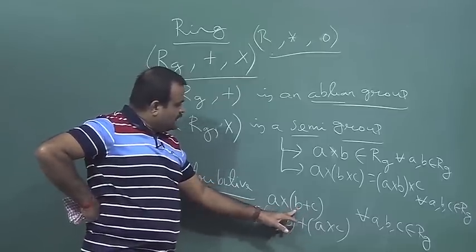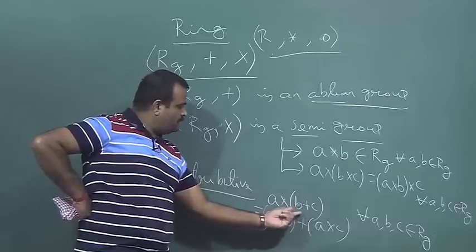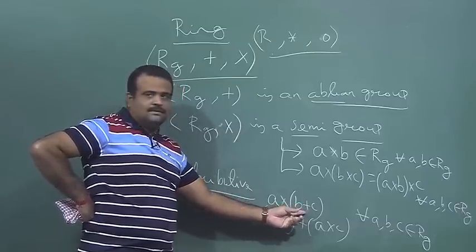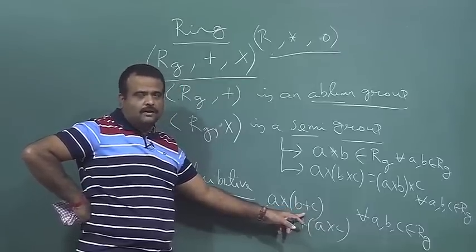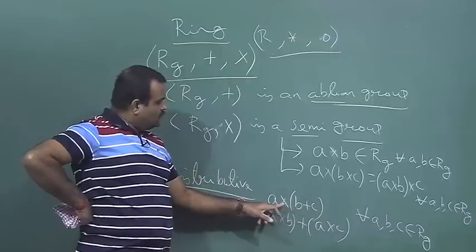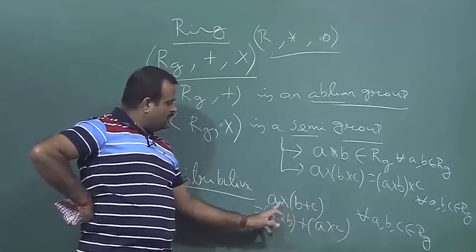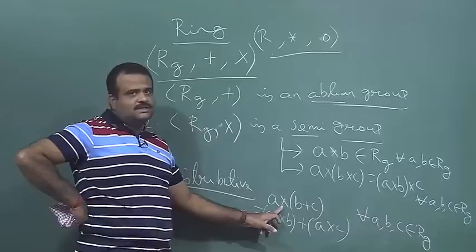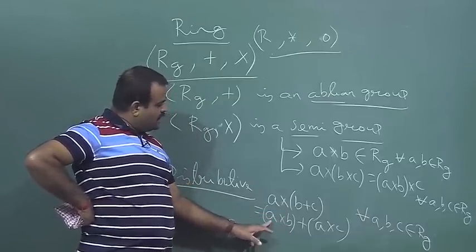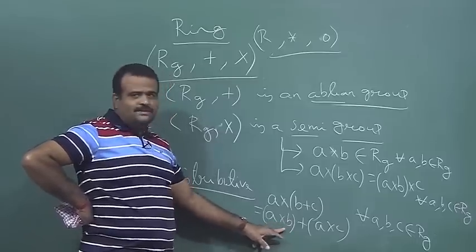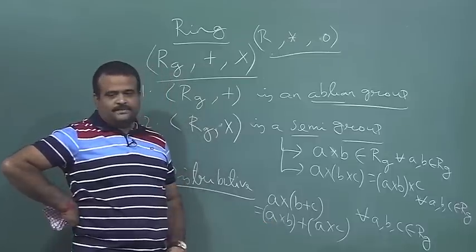So, B is an element in R, C is an element in R. If you operate B plus C, R is closed under plus, so this will be an element in R. Since it is an element in R and this operator is closed, when we operate A with that element, this will also be an element in R. So A in R, B in R, if we operate, this will be in R, because the closure property is satisfied under this multiplicative sense.